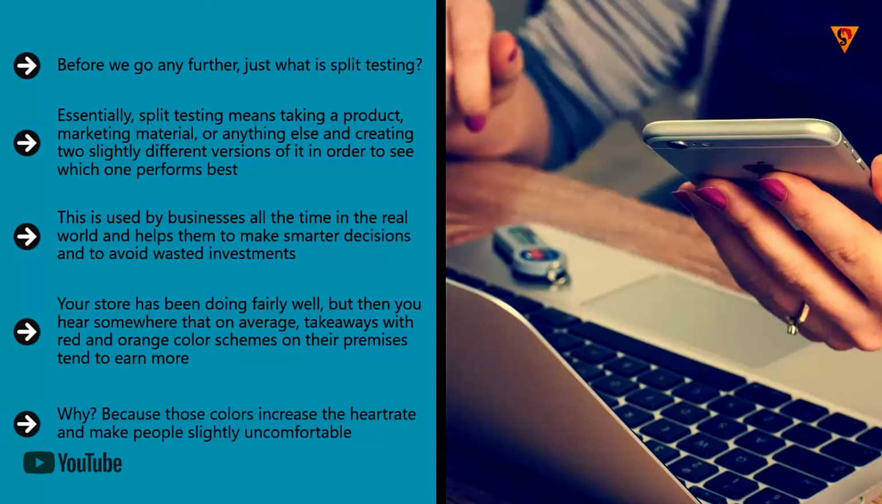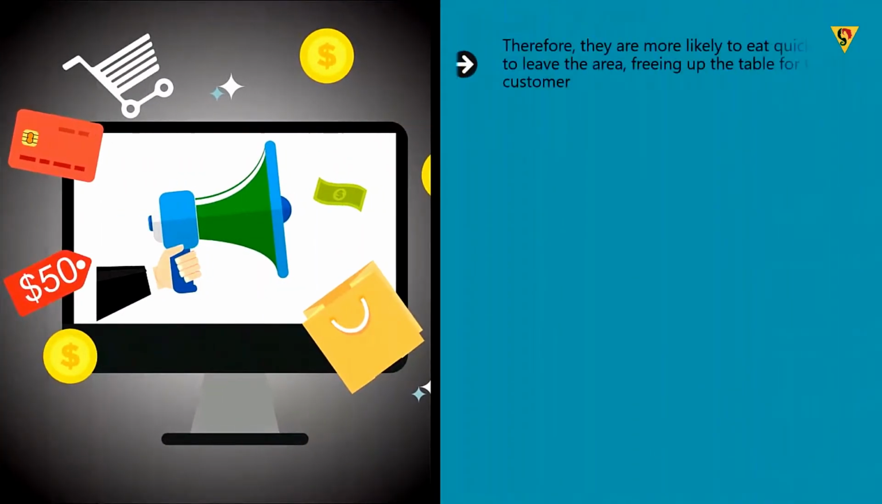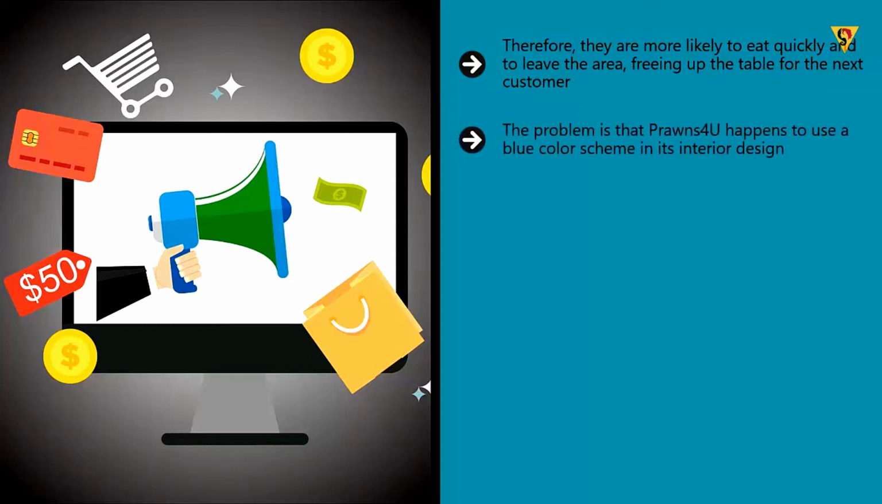Why? Because those colors increase the heart rate and make people slightly uncomfortable. Therefore, they are more likely to eat quickly and to leave the area, freeing up the table for the next customer. The result is that such venues actually see a higher turnover of customers and greater profits. This is just a random example, but it also happens to be true. The problem is that Prawns For You happens to use a blue color scheme in its interior design.